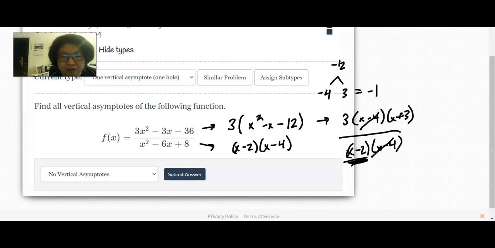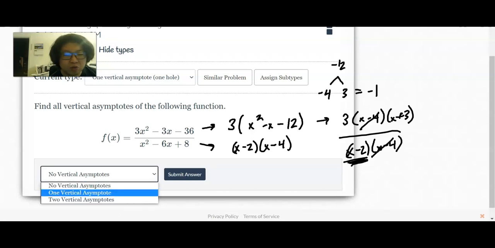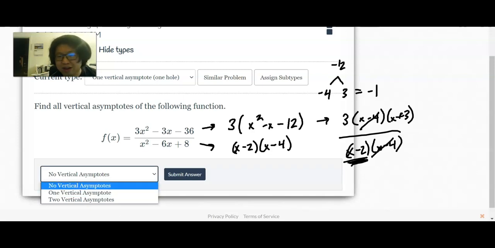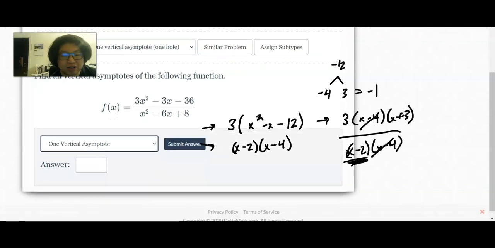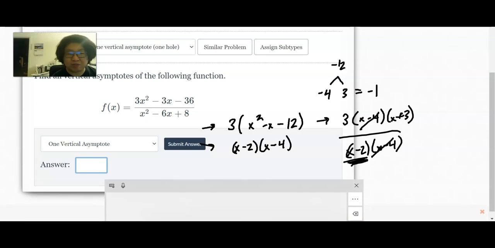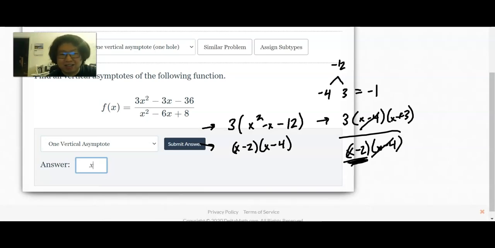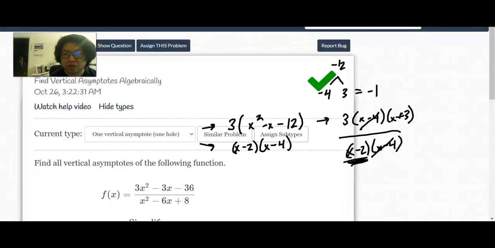So this Delta Math module wants you to select from a couple of options: no, 1, or 2 vertical asymptotes. Now, in this case, I only have one factor remaining down there, so I'm thinking 1 is my answer there. And then it wants an answer. Now, here's how you should form your answer. You need to type x equals first, because otherwise it's not a function, it's not a line. And you need to put whatever value makes the denominator 0. In this case, it'll be 2. If you put 2, 2 minus 2 turns it to 0, and that's how we get our answer here. So I'll click submit, and I got it all right.